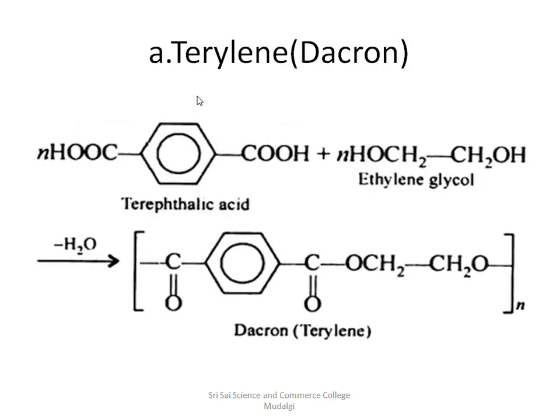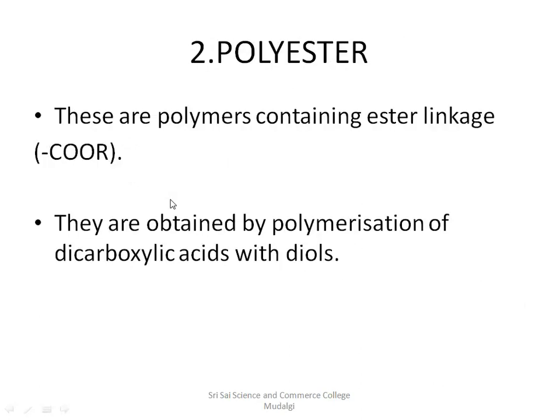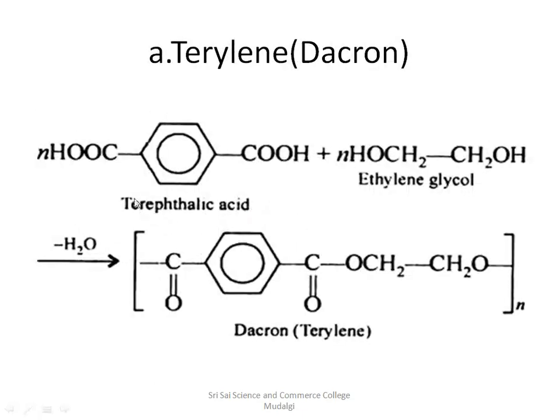So either Terylene or Dacron. These are obtained by polymerization of dicarboxylic acid. Dicarboxylic acid means there is presence of two COOH groups, with diols. Diols means two OH groups are present. So when these two react, we obtain what? Polyester polymers, right?